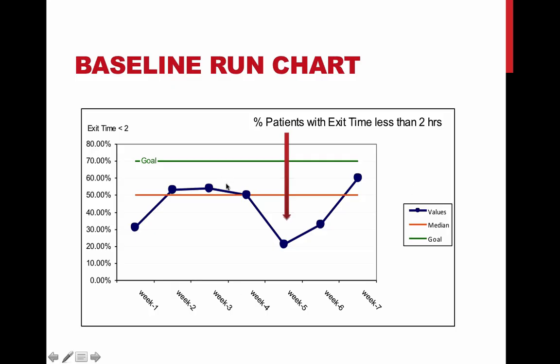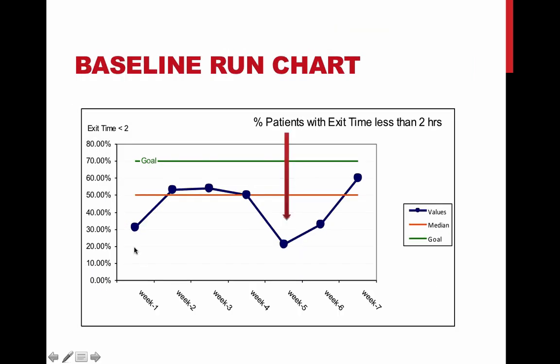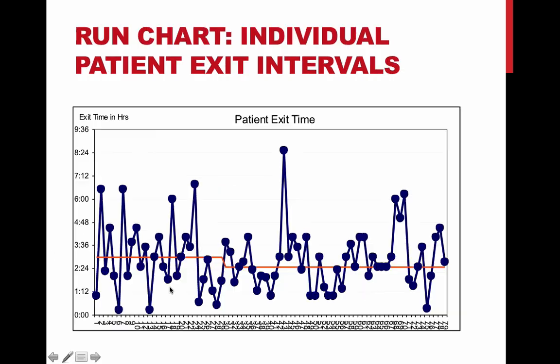Okay. So now you see how we are using the run chart, right? On the x-axis, you usually have a time variable. Now another way of building the run chart is this. What I have done here is, in the earlier run chart, we were looking at percentage of patients who were exiting less than 2 hours, on a weekly basis.